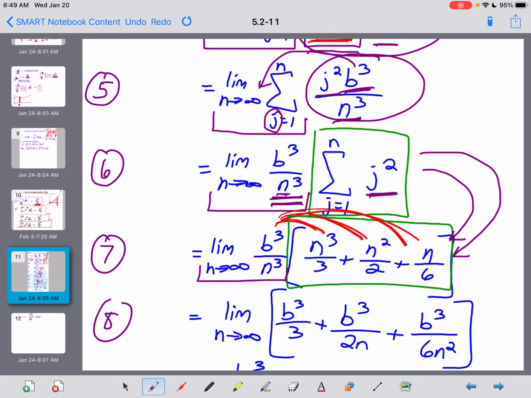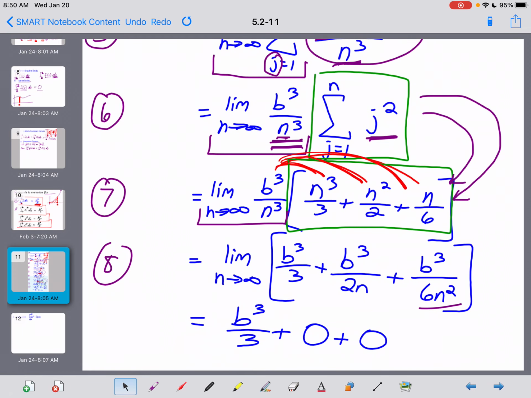Well, we distribute it. So again, the beginning now, the limit as n approaches infinity stays the same, but now we end up with, let's take a look, the n cubes cancel here on the first term, and we get b cubed over 3. 2 of the n's cancel, and we get a b cubed over 2n on the second term, and then 1 of the n's cancel at the end here, and we get a b cubed over 6n squared. We're taking the limit as n approaches infinity of that trinomial expression. And what I need you guys to remember here, n is the variable and b is a constant.